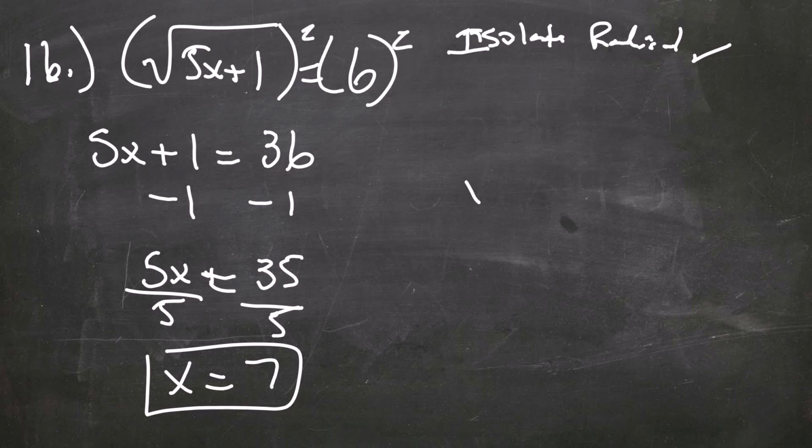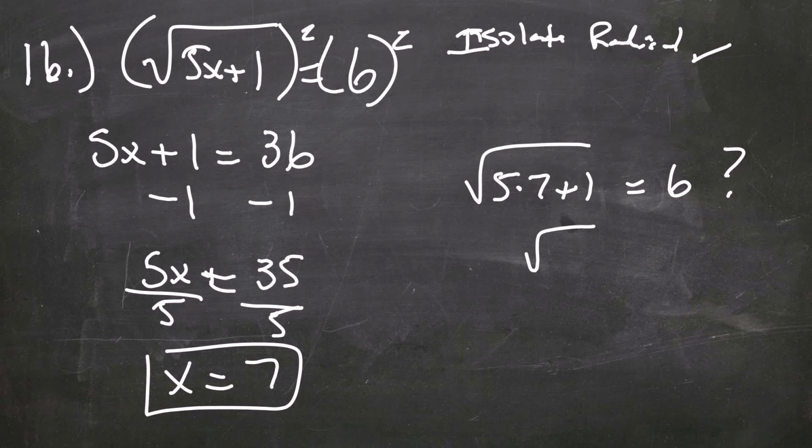Plug it into the check. So I say the square root of 5 times 7 plus 1 equals 6. Is that true? I don't know if that's true. 5 times 7 is 35. Is the square root of 36 equal to 6? That is true. So that's my check step. Okay? And that's it for 16.